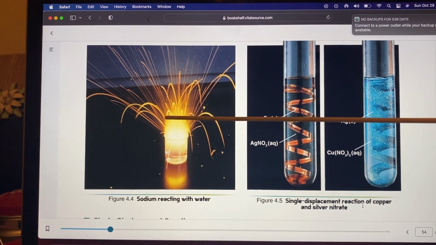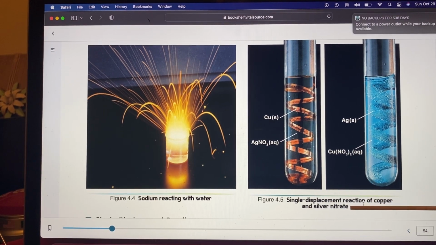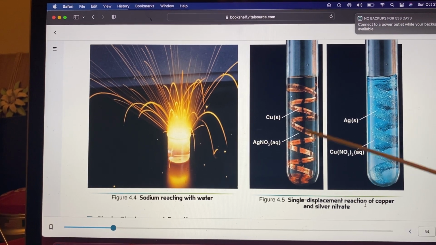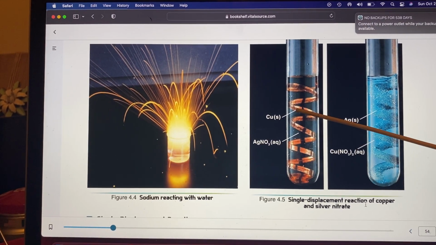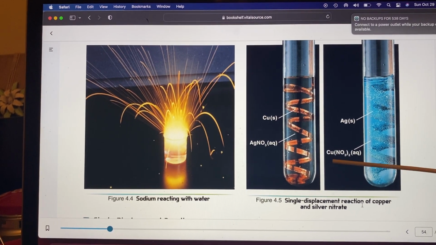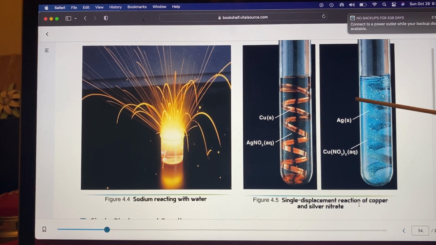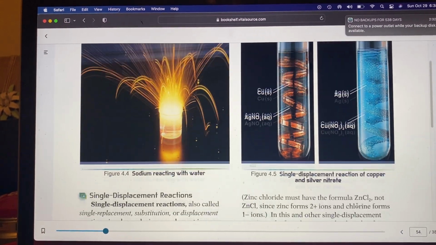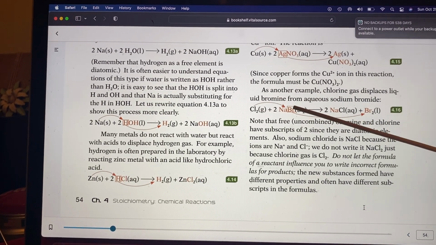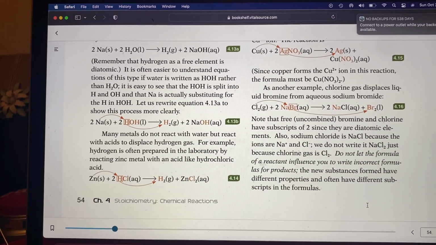This is sodium reacting with water. So we see it turns into something totally different. And here is the single displacement reaction of copper and silver nitrate. Basically the copper is kicking out the silver. As they're reacting together, the copper kicks out the silver, and the silver here is free. Now it turns silver, and we get copper nitrate instead of silver nitrate. See the color and everything changing in that? That's what happens. And you'll see here all of these are single displacement, when one of them kicks the other out. They're displacing another.